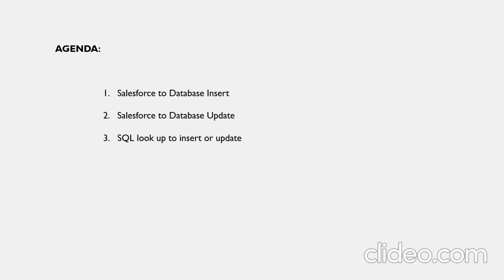So in today's session, we'll see how to integrate two end applications, one cloud application and one local application. We'll integrate data between Salesforce accounts object data and load it into a database table. So we'll see Salesforce to database insert, Salesforce to database update, and SQL lookup to insert or update. If the record is already present, it should go and update the data. If the data is not present, it should go and insert it. Right? So let's get started.